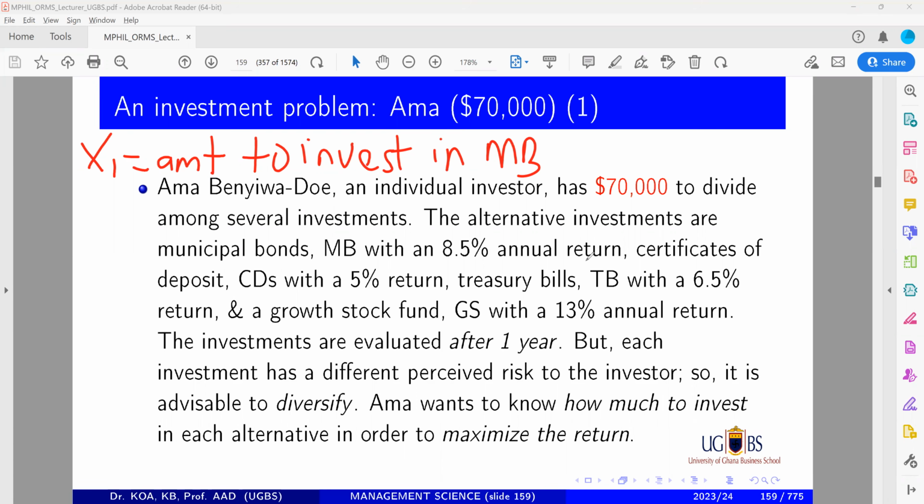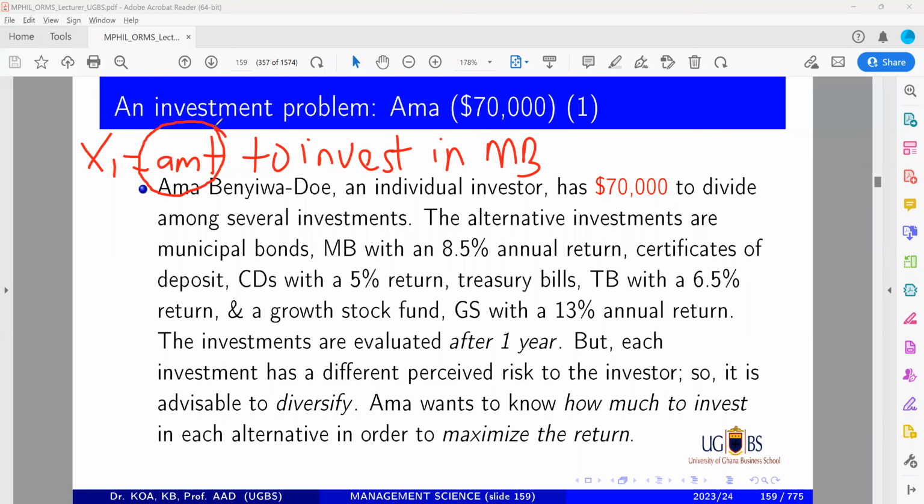You see, the question was very clear because there is some risk. You don't want to put all your eggs in one basket of municipal bonds. Neither do you want to put all your eggs in one basket of growth stock fund. So she has to diversify. That's why she has to know how much to invest in what. So when you write it like this, you are supposed to indicate that amount.